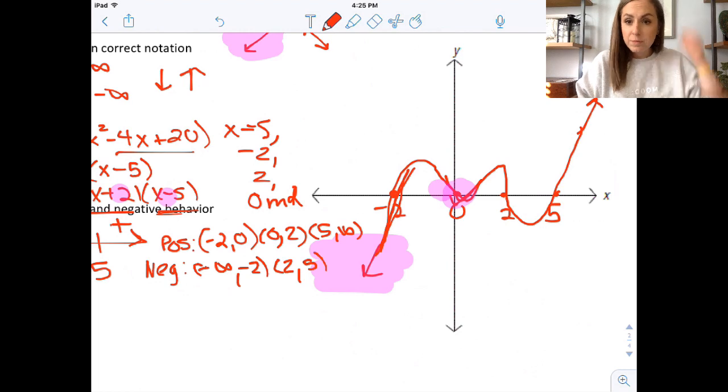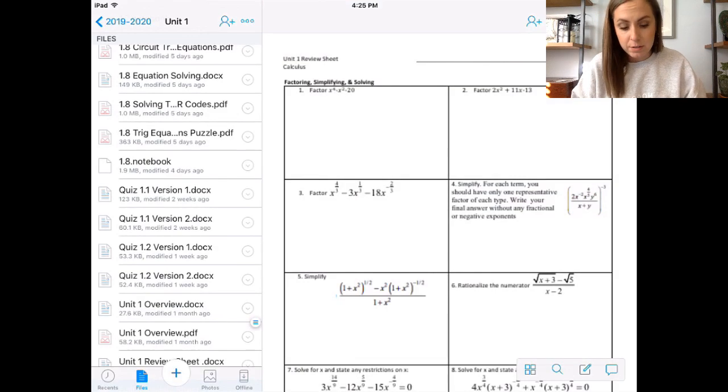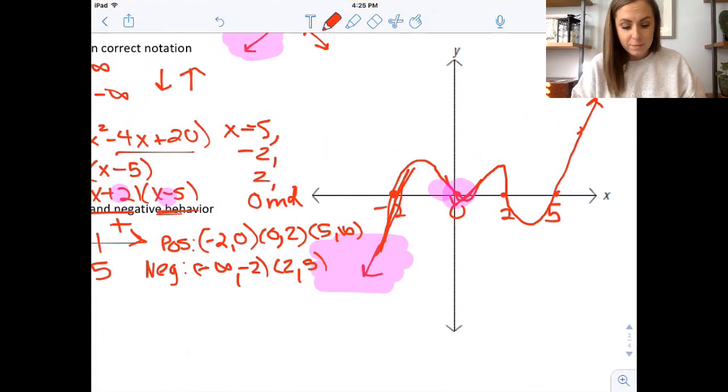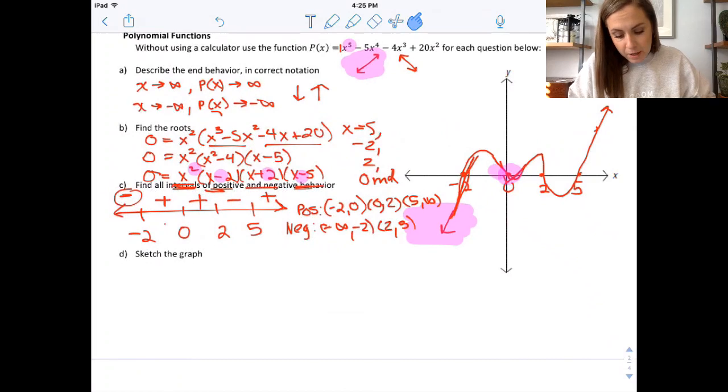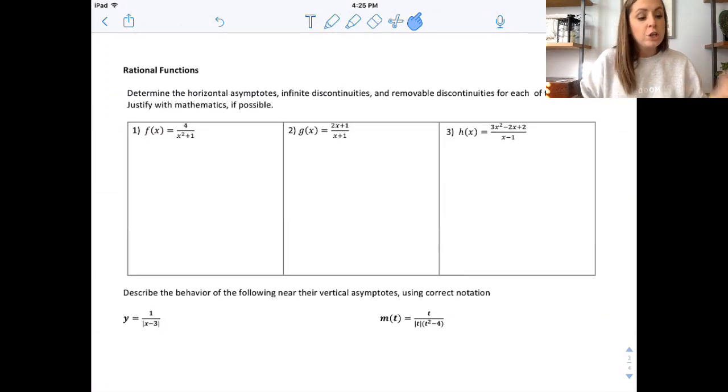All right, cool. So that is the bulk of what you need to know with polynomials. And I just closed out that program. Let's reopen that. Okay, cool. Let's talk rationals for a second. You really need to know how to identify these different features, right? So I'm going to go through a few of them. I'm not going to go through all, but I want to leave some for you to practice with.